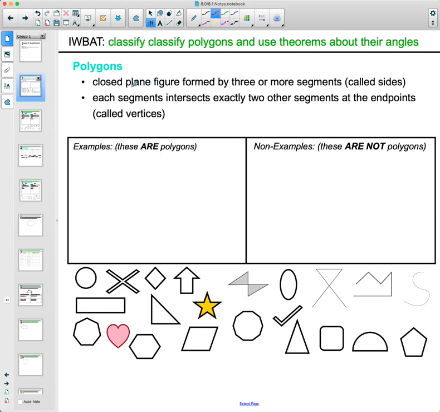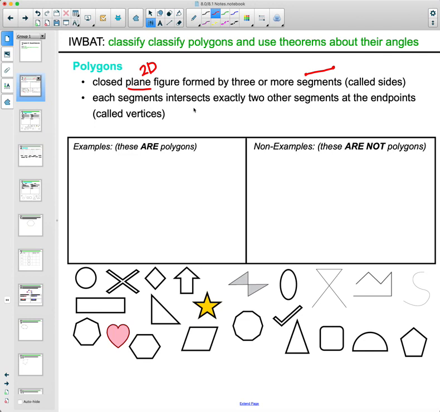Polygons are defined as a closed plane figure, okay? So a closed plane means two-dimensional. So you could cut it out of a piece of paper. Closed means it can't have any openings, so no openings anywhere. And then it's formed by three or more segments. Remember that segments are straight lines. They have a starting point, they have a stopping point, and they're straight. These are called the sides of the polygon.